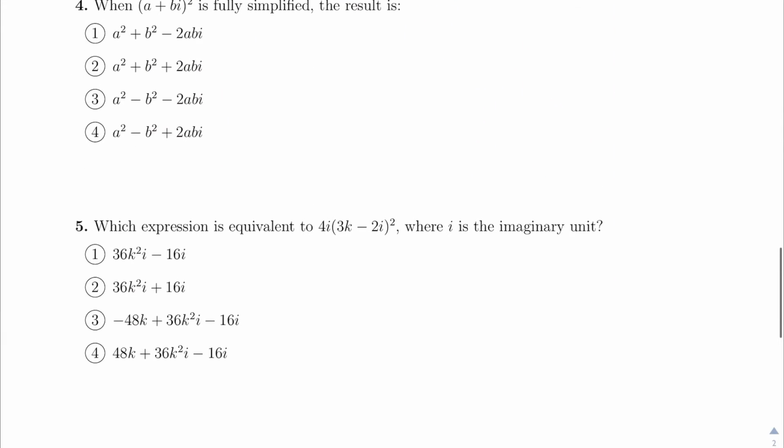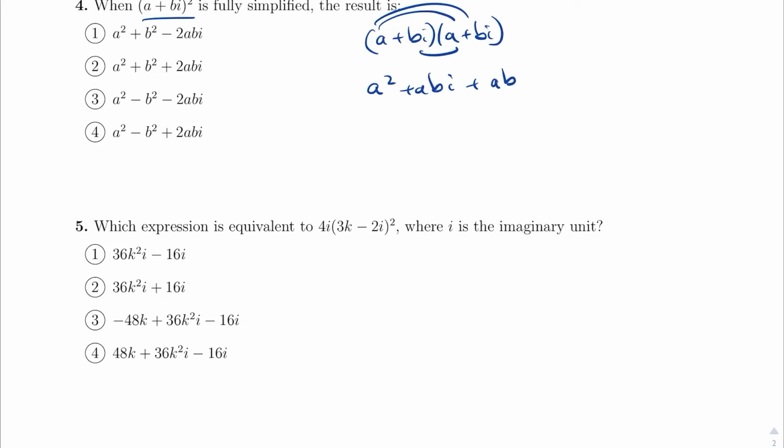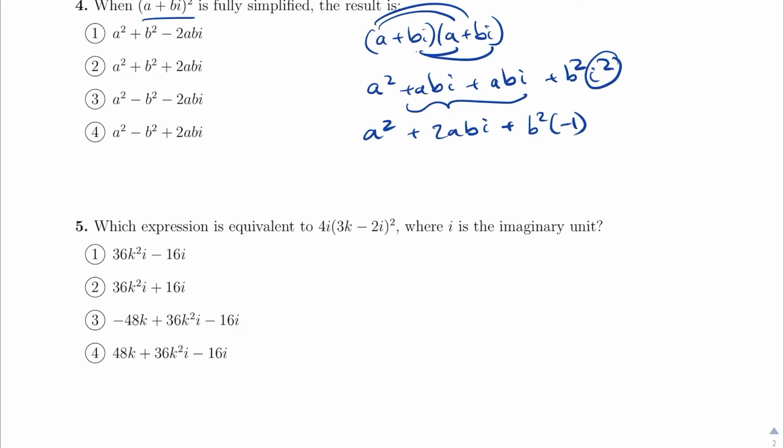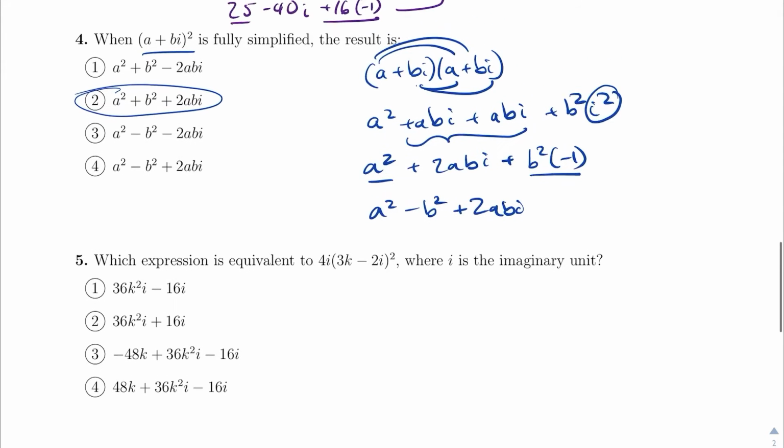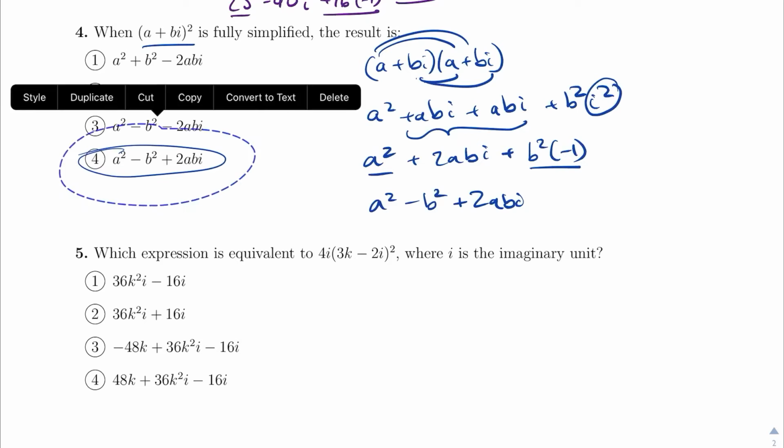For problem 4, when a plus bi squared is fully simplified, the result is... So again, when you have it squared, that means this whole thing times itself. It doesn't matter that they're letters here. We get a squared plus abi plus abi plus b squared. b times b, i times i is i squared. That gives us a squared plus, this one and this one make 2abi. And I just circled this earlier to remind myself that I can convert that to negative 1. And this all becomes a squared minus b squared plus 2abi. Wrong choice, right? That shouldn't have been that one. A squared minus b squared plus 2abi.